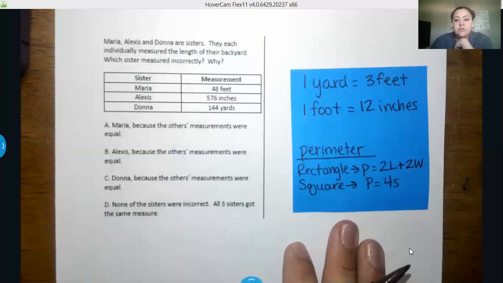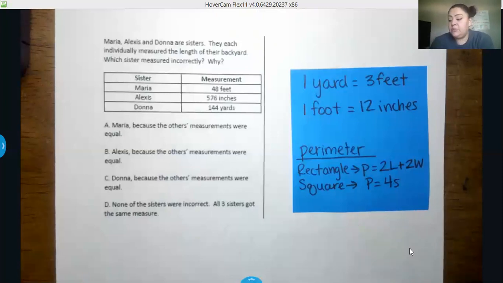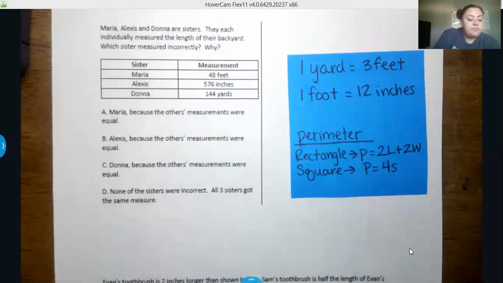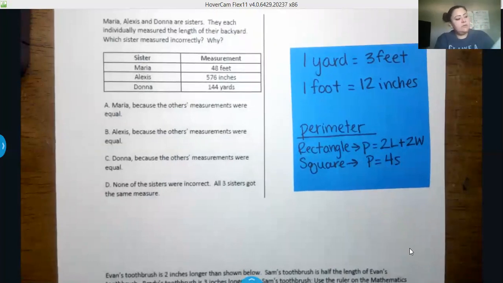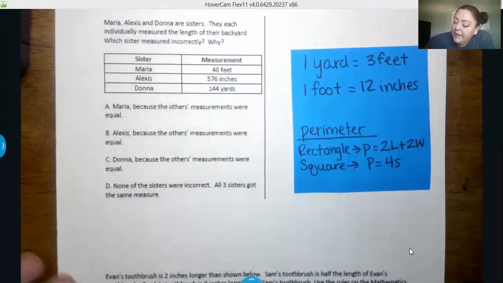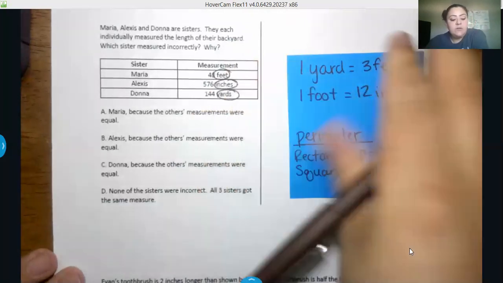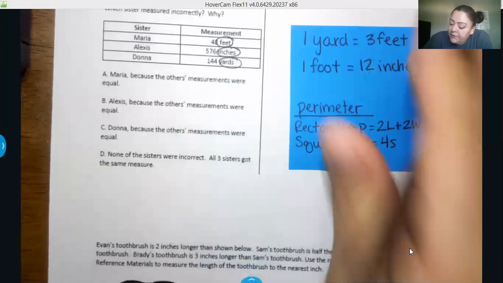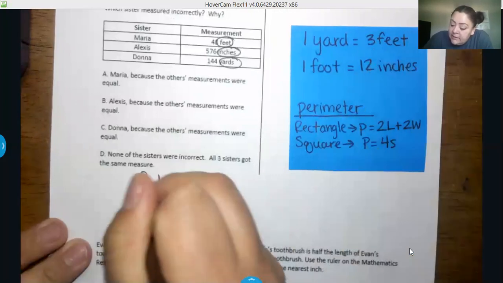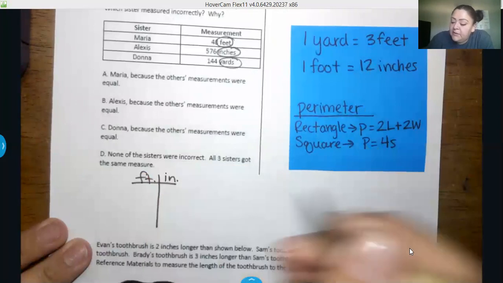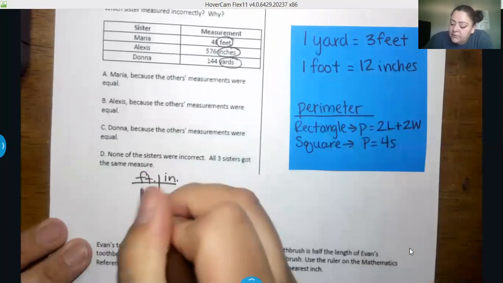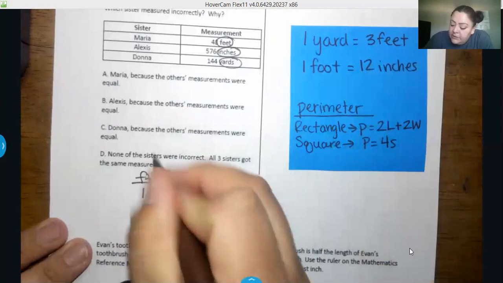So when you first look at this, you're like, well, I don't know. There's not a lot of information. What do I do? Well, what we have to do is convert the measurements to see which ones are similar, which one is not, to see who is incorrect. So getting us started, we're looking at the 3 different measurements that we have: feet, inches, and yards. Okay, so we're going to start off with our top 2 first. I'm going to start off with feet and inches. Okay, so I'm coming to look. 1 foot equals 12 inches.